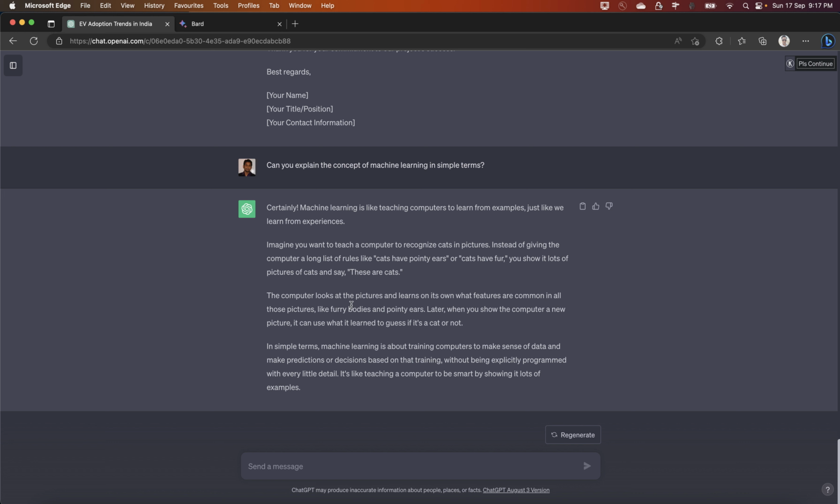So the computer looks at the pictures and learns on its own what features are common in all those pictures, like furry bodies and pointy ears. Later on, when you show the computer a new picture of the same variety or an extended variety, it can quickly get that, and it can return simply cat, otherwise no. In simple terms, machine learning is about training computers to make sense of data and make predictions out of that data. So it's all about data, which you can think of, right?